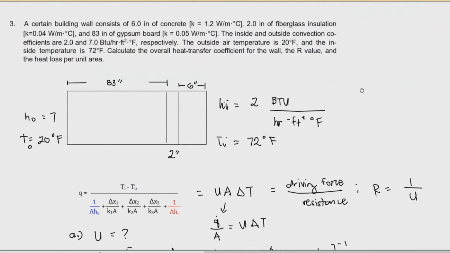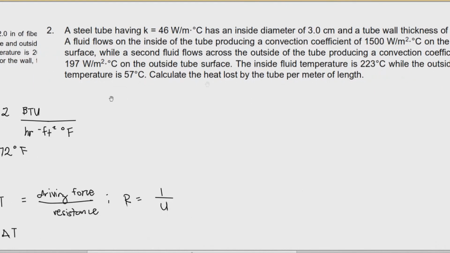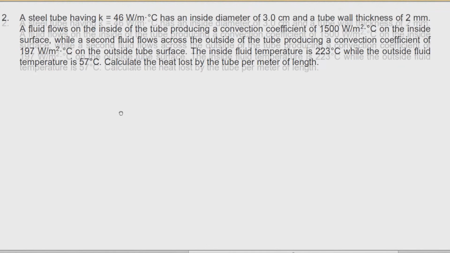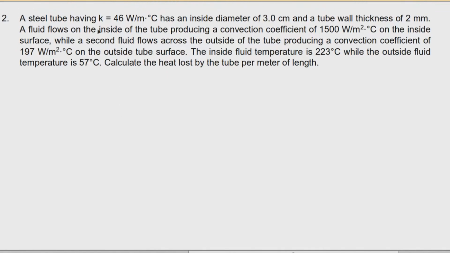But remember, I edited number 3 because I added some fiberglass insulation. The thermal conductivity for this fiberglass insulation is not stated in your Paris handbook, so I added it, it's 0.04 in SI units. So anyway, let's do number 2. It says here that we have a steel tube. The thermal conductivity for the steel tube is already given, and it has a wall thickness of 2 mm.